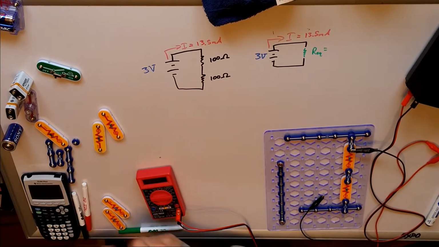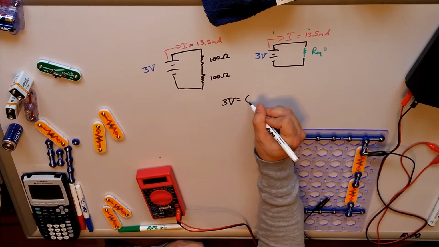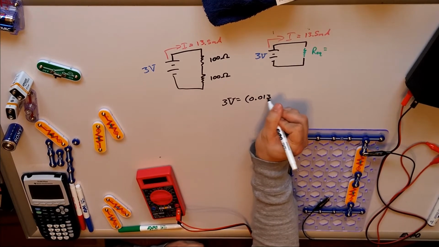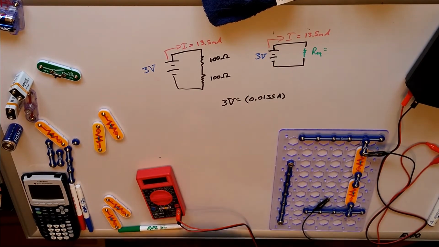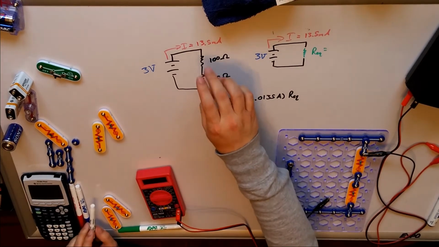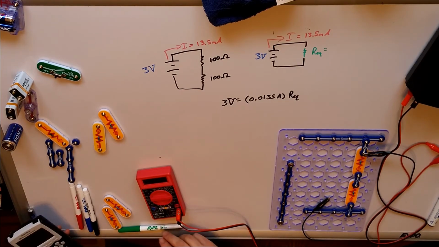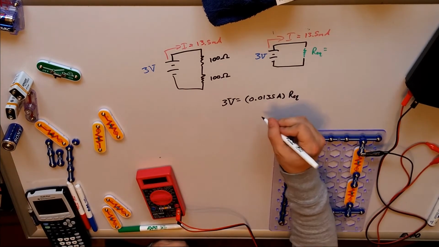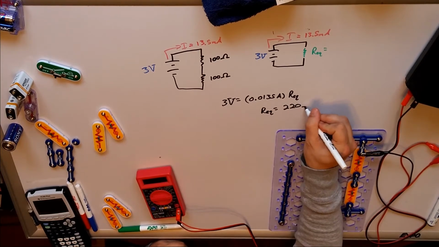So we're going to put these in. We've got 3 volts equals 13.5 milliamp, which means it is 0.0135 amp. Remember, you must be able to deal with milli at this point, times REQ, the equivalent resistor that acts the same as these two 100 ohm. So let's find out. I've got 3 divided by 0.0135, and I get the following, 222. REQ for this equals about 220 ohms.